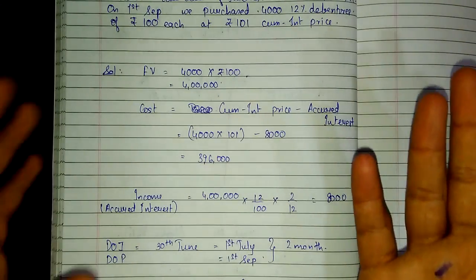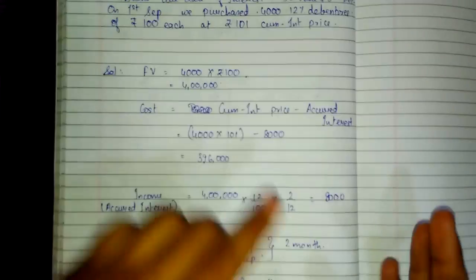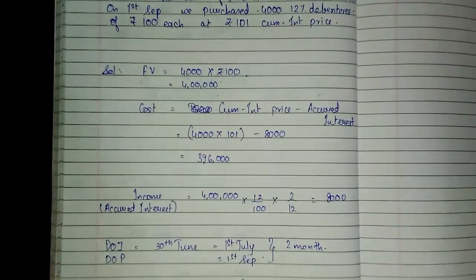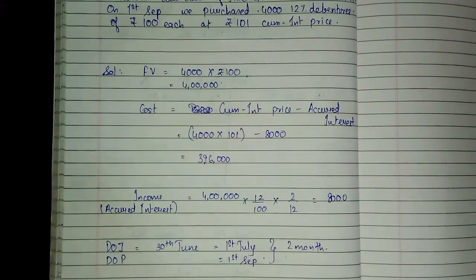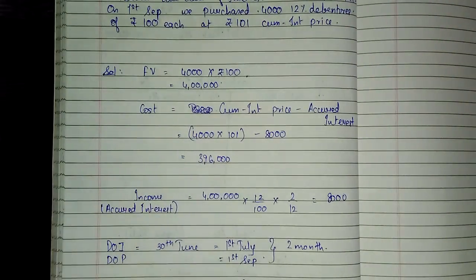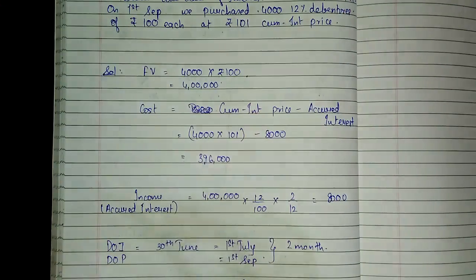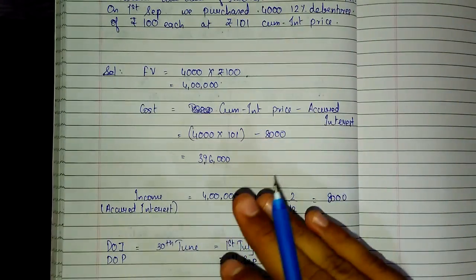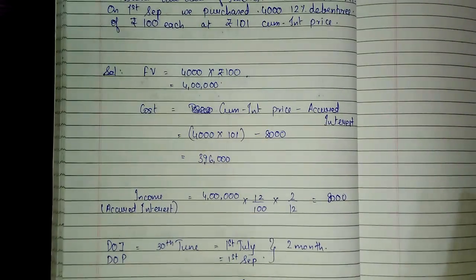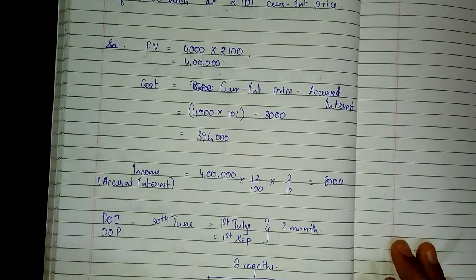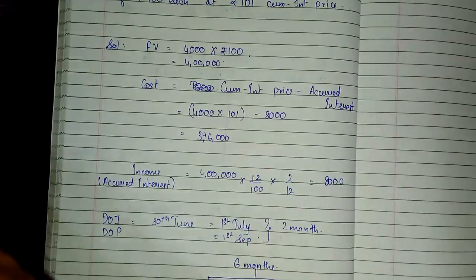So that means he has paid the capital expenditure of 3,96,000 for purchasing, but he has paid 8,000 as a revenue expenditure, because this is the revenue expenditure that he has to pay to the seller who is selling us the security, and he has held the security for 2 months. That means 2 months interest is outstanding for that seller, and 4 months interest we have to receive. Okay, so how will we account for that in our books? That we'll see later.